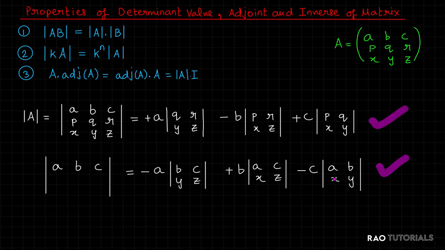In both these expressions, YZ, XZ and XY are at the same places, and these formed the third row. So the second expression will also have its third row as X, Y and Z. Further, we can see that QR, PR and PQ all come from the second row, and in the second expression we have A in place of P, B in place of Q and C in place of R.